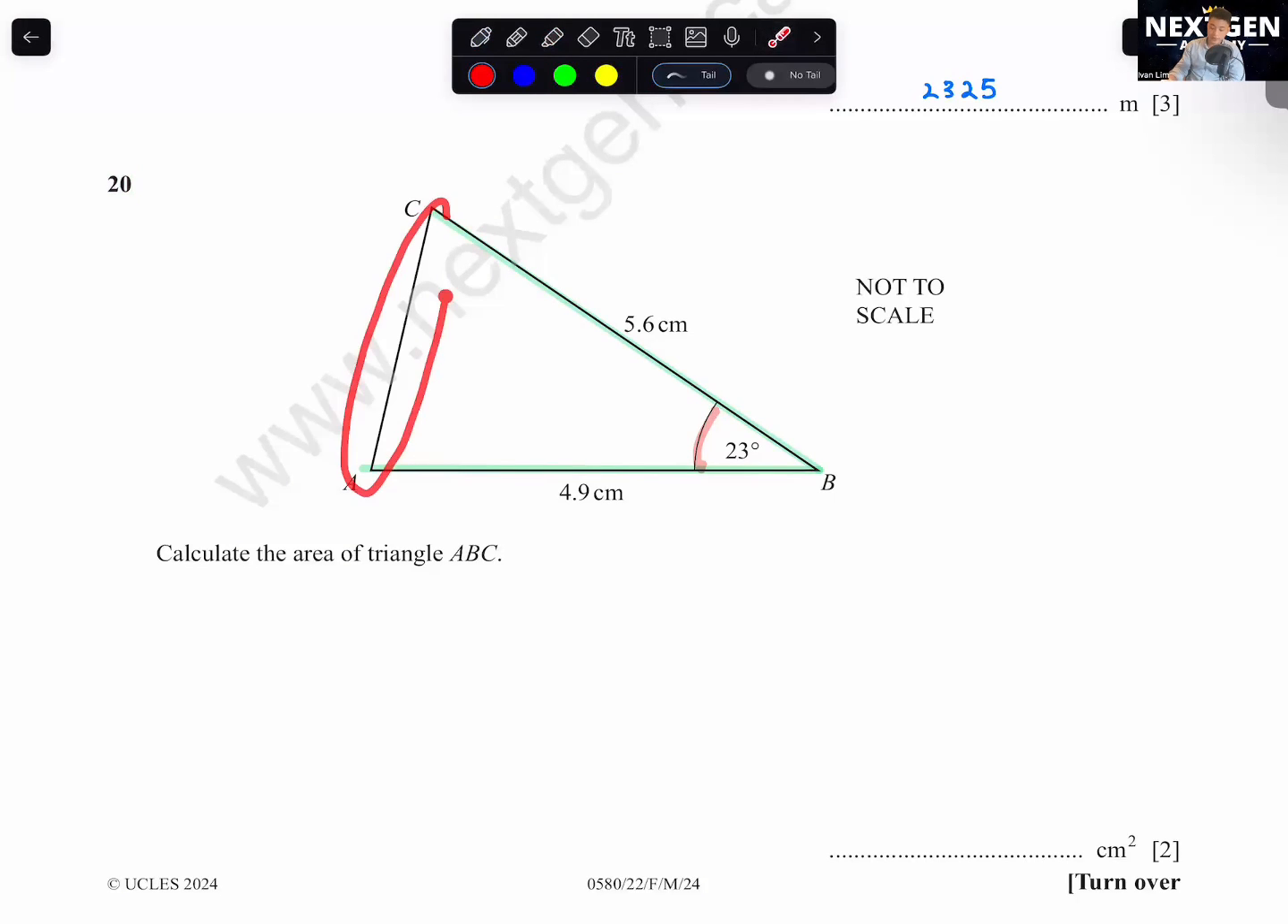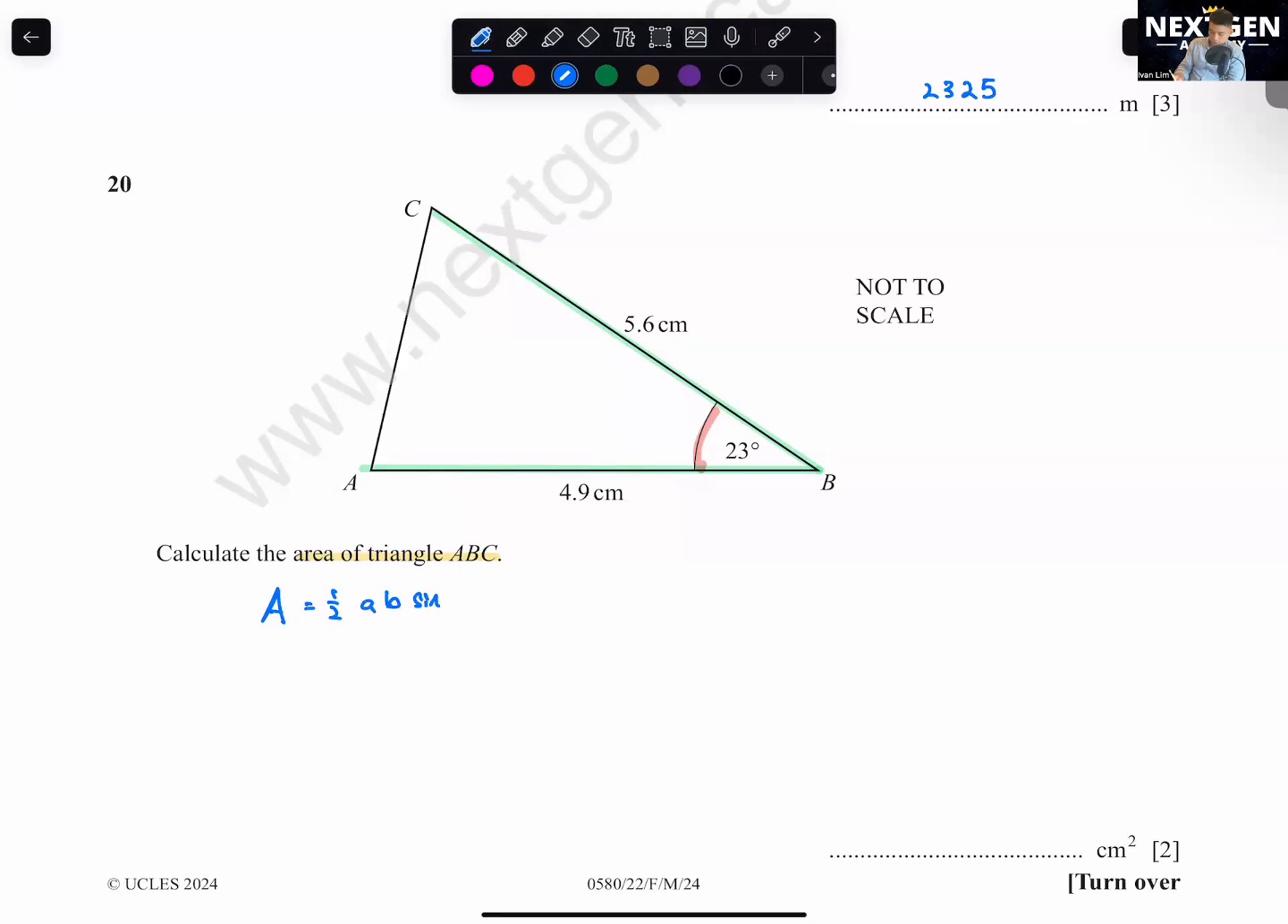Cos rule is to find the length. We want to find area of the triangle. Yeah, okay, the other formula. Okay, you all need to memorize all the formula. Area here is 1 over 2 ab sine C. a and b are the two sides, 4.9 times 5.6 sine 23 degrees. Okay, which you get 5.36 cm squared.